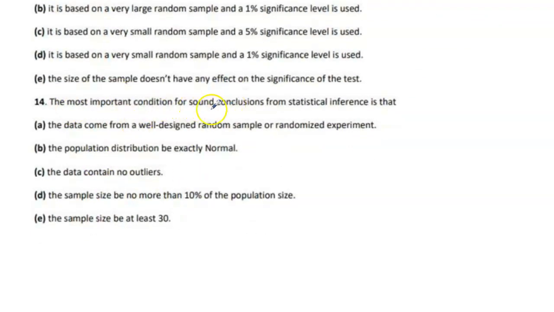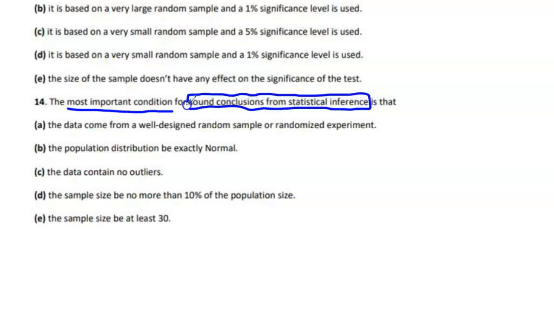The most important condition for sound conclusions from statistical inference is... well, a lot of students stop at the most important condition, which is something that we do definitely have to consider. However, what we're looking for is an important condition for sound conclusions from statistical inference. In other words, we're trying to draw a conclusion about a certain population based on the data that we collected, which means that the data that we collect has to be representative of the population.